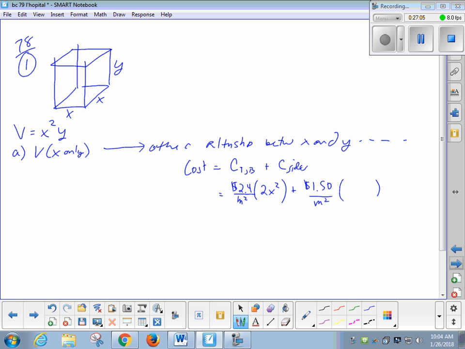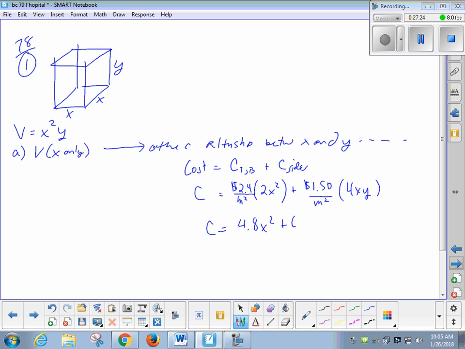Each side? Okay, 4xy. Each is xy, and there are 4 of them, so 4xy. You can see that the area is in there a little, but there's more to it than just area. There's cost. That's cost. I'm going to dump the units at this point. They served their purpose to help me.